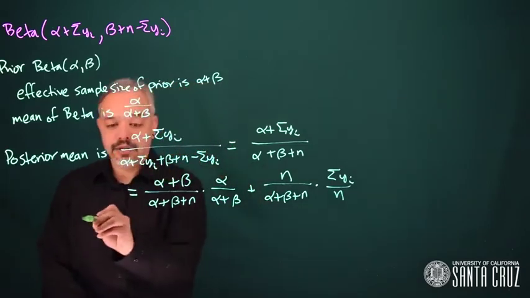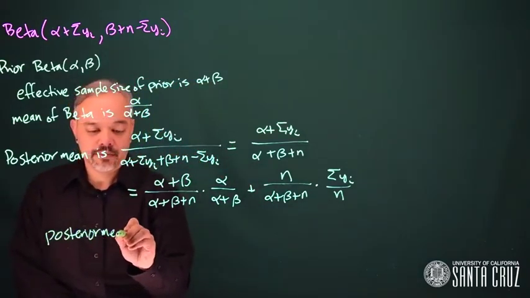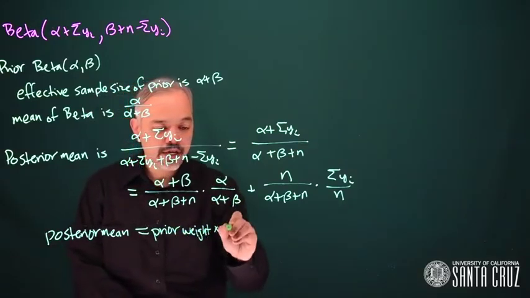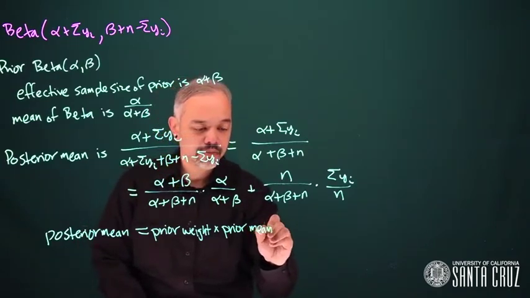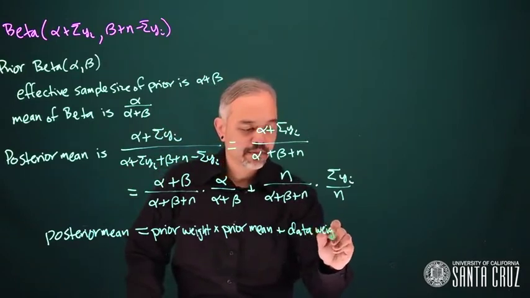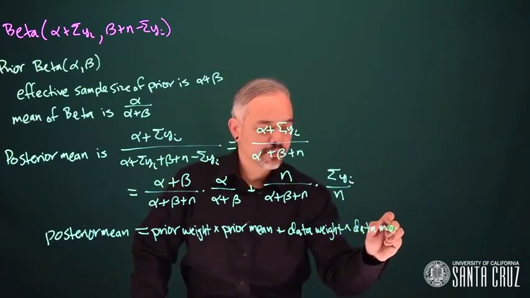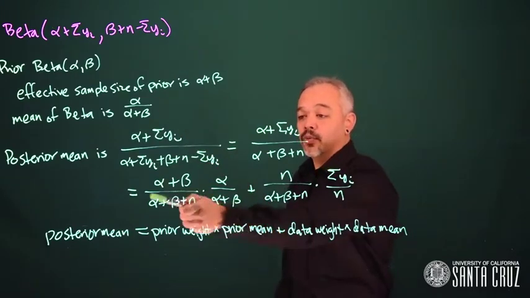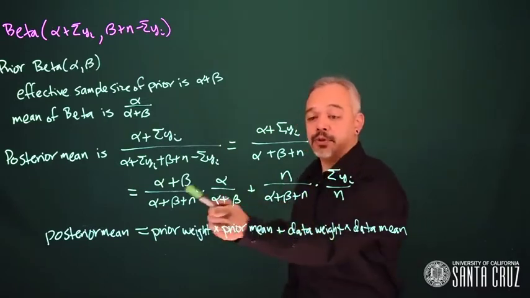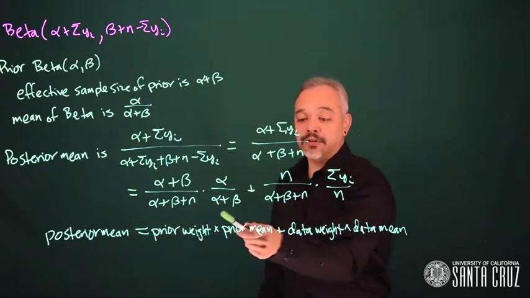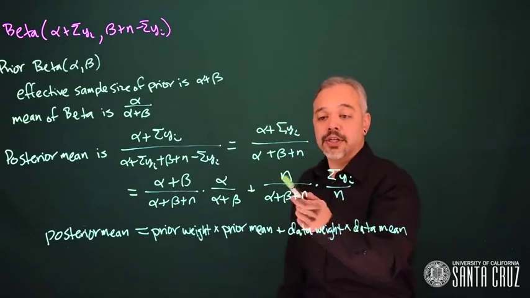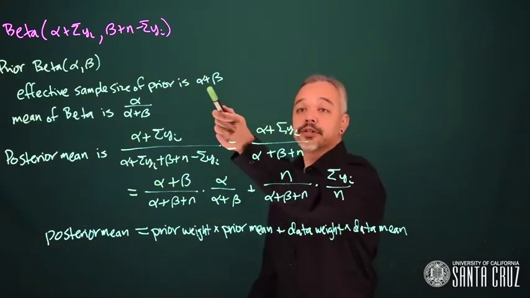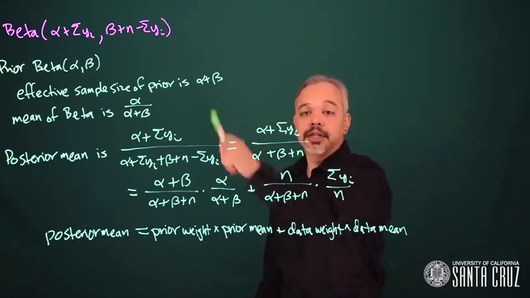What we see here is that the posterior mean is equal to a prior weight times the prior mean plus a data weight times the data mean. So the mean of the data is the sum of the y sub i's over n. The prior mean is alpha over alpha plus beta. The weight for the prior and the weight for the data add up to 1. So they are weights, and the posterior mean is a weighted average of the prior mean and the data mean. We can also see here, here's the n for our sample size, and so the corresponding term over here tells us the effective sample size of the prior. Thus, the effective sample size of the prior for a beta prior on a Bernoulli or binomial likelihood is alpha plus beta.